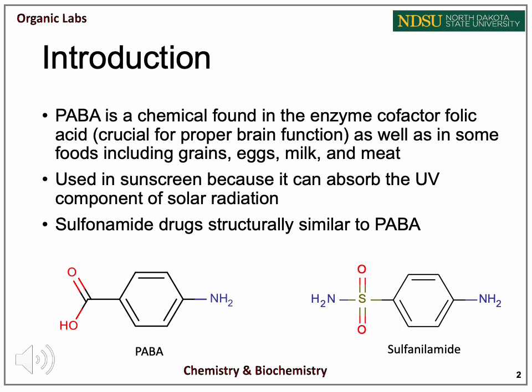It is often seen being used in sunscreens because of its ability to absorb the ultraviolet component of solar radiation. Sulfonamide drugs are structurally similar to PABA. This allows them to replace PABA in folic acid, rendering it deactivated. In turn, the bacteria who are using this folic acid to produce nucleic acids will deactivate, stop growing, and the body's natural immune system can then take them out.